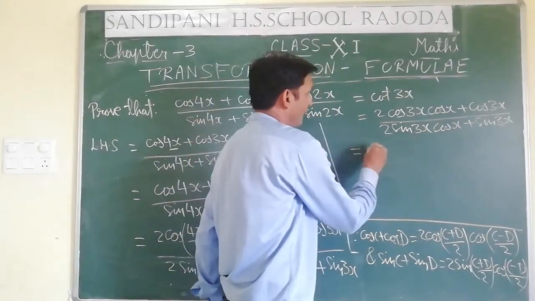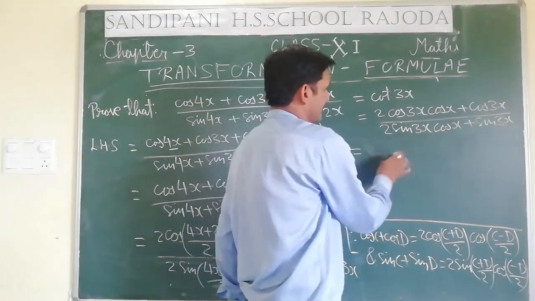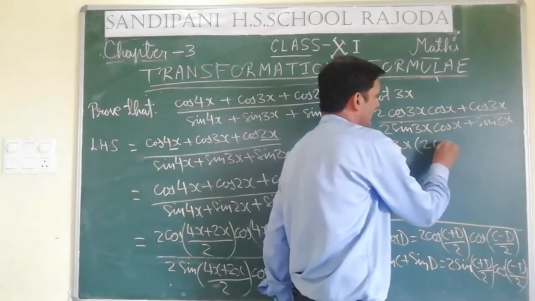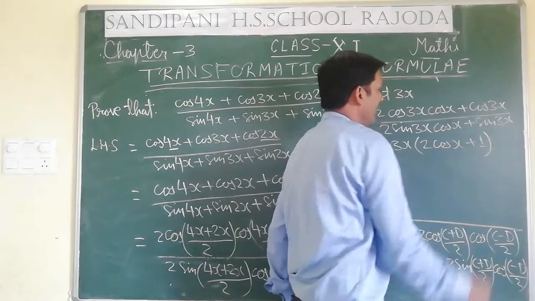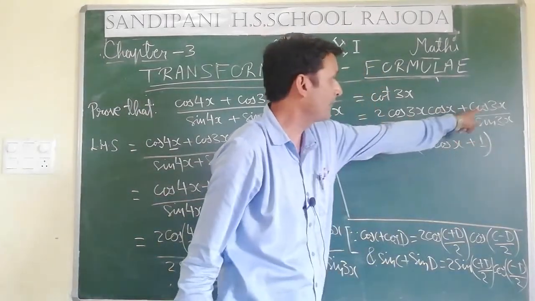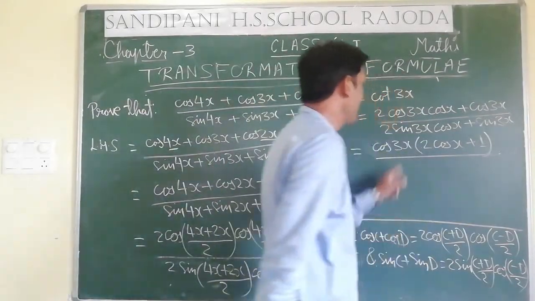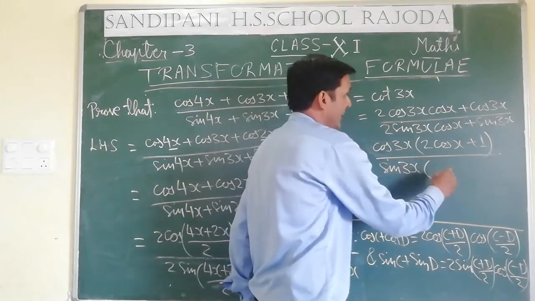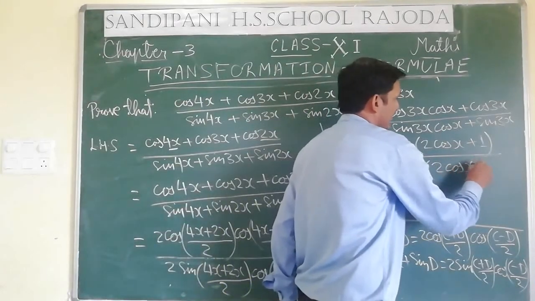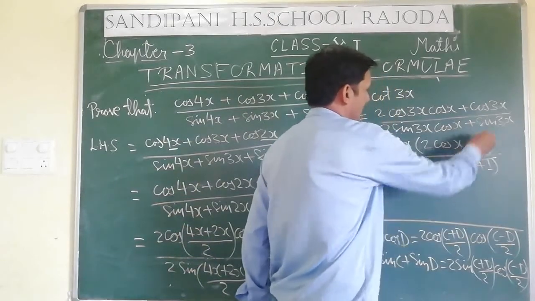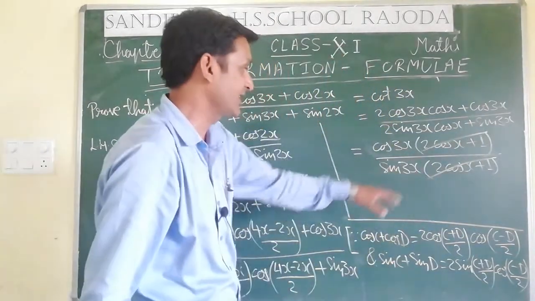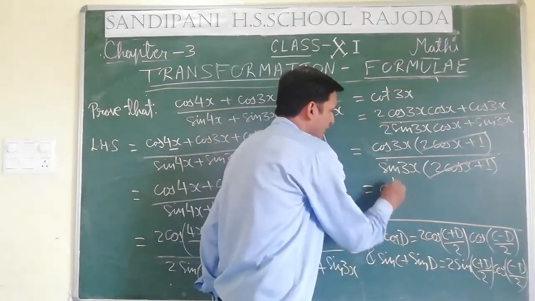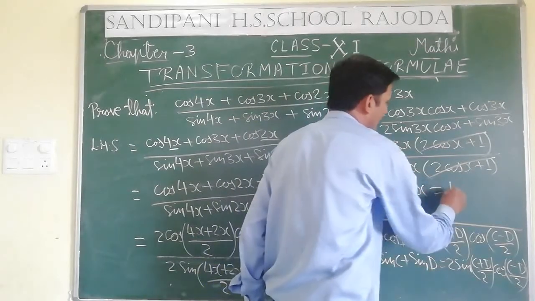So we may take cos 3x common here. Cos 3x is common in the numerator. So it will be 2 cos x plus 1, the remaining terms. In the denominator sin 3x is common. So if we take sin 3x common, then it will be 2 cos x plus 1. So 2 cos x plus 1 in the numerator and denominator will be cancelled because these are the same terms. And now cos 3x upon sin 3x is equal to cot 3x. This is equal to our RHS.